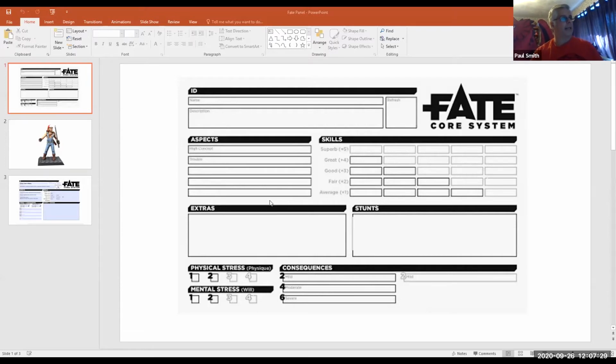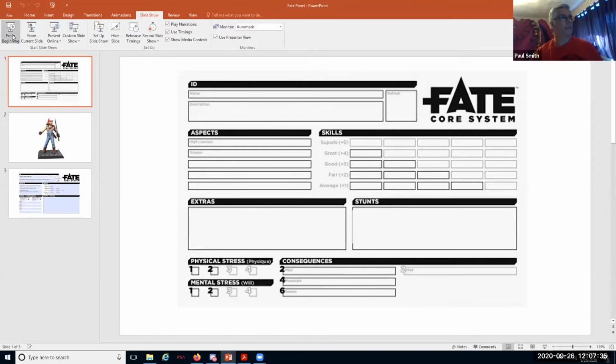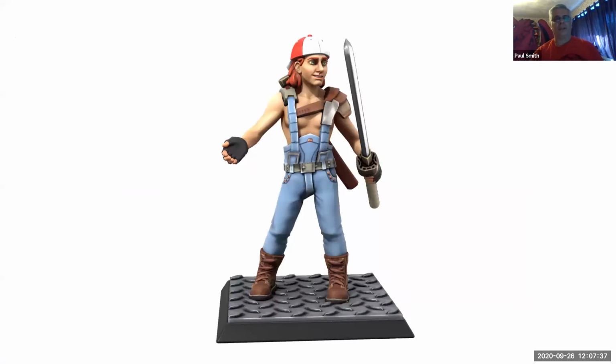So this isn't working. Oh, that's why. There we go. So you'll see that guy right there. Hopefully you all can see him. That is a sword that he's holding. I couldn't rotate the camera quite well enough to get a good picture of him.